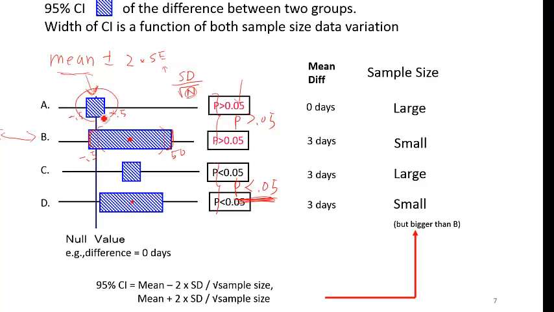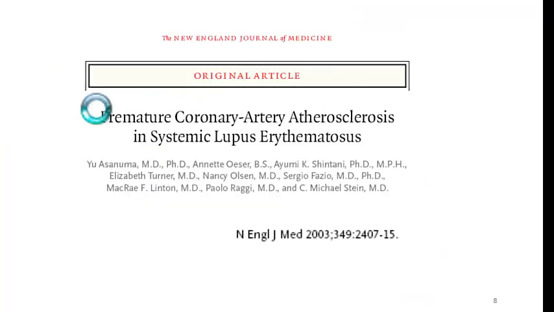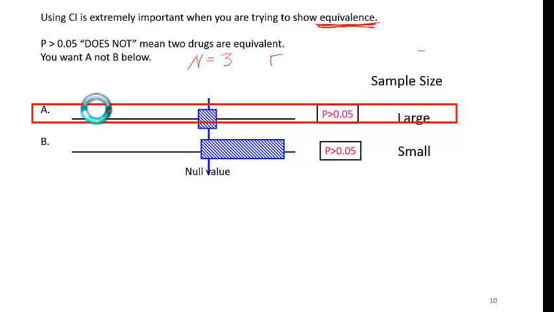But in A, you have a narrow enough confidence interval, and the center value is 0. So you can see the estimation is pretty good for A. Therefore, with A, you might use it as evidence for equivalence. So typically, in a study showing equivalence, you never use the p-value, but you use the confidence interval. And you want a scenario like this: the confidence interval is narrow enough and still includes the null value.